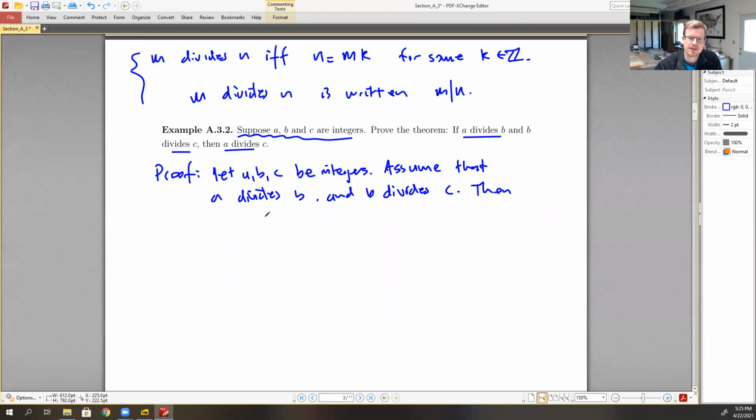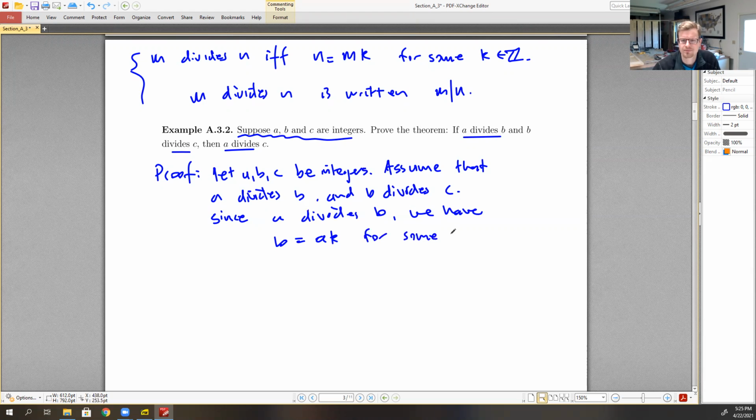So then we can write, actually, let's write it this way. Since A divides B, we can write B as a multiple of A. So B is equal to A times K for some integer K.